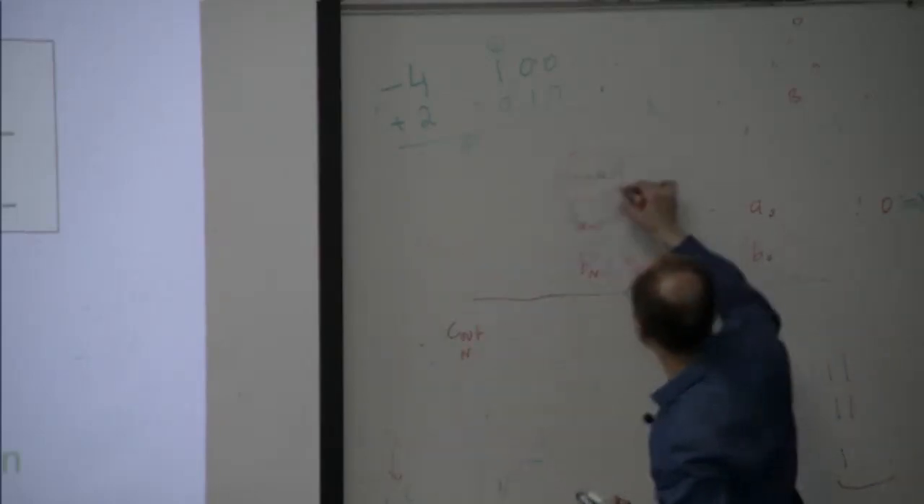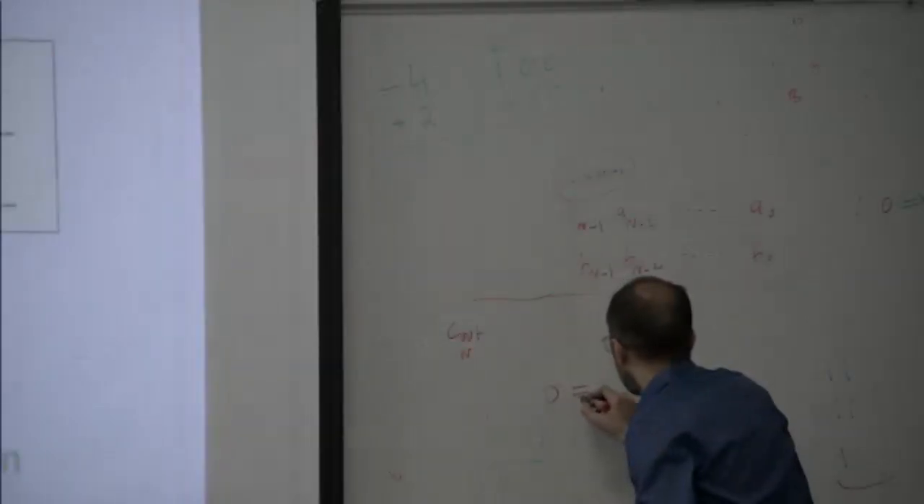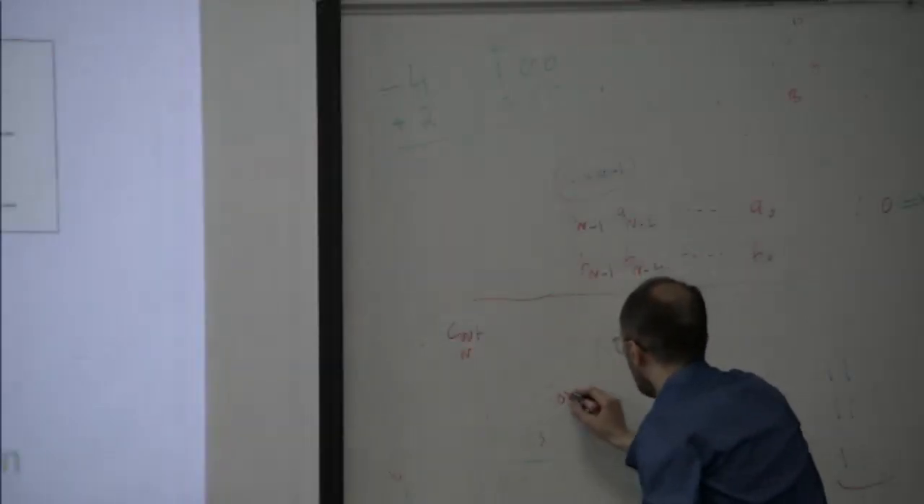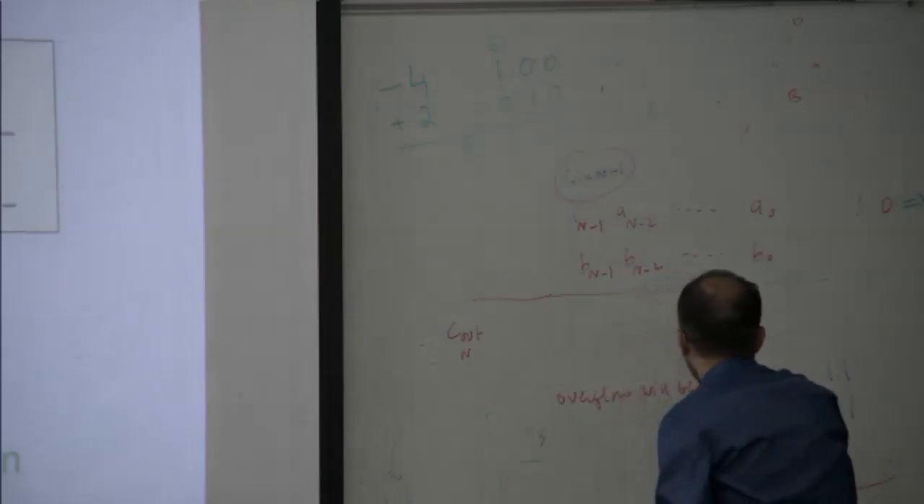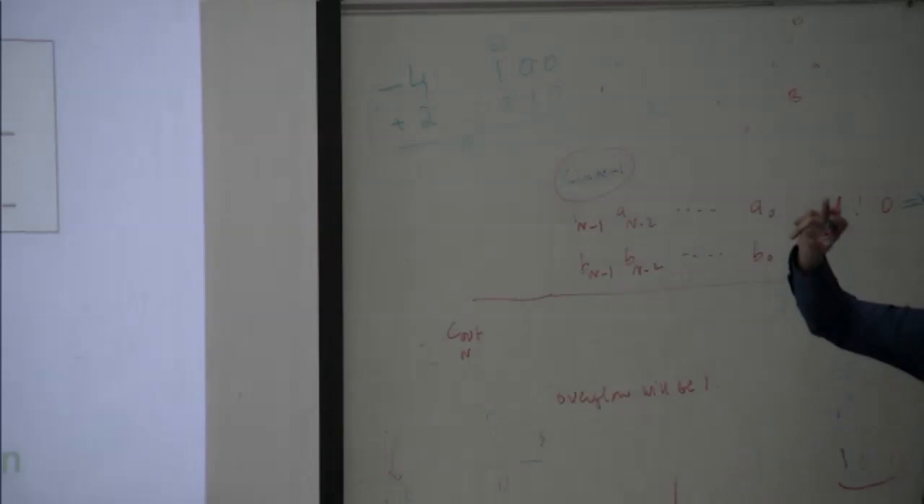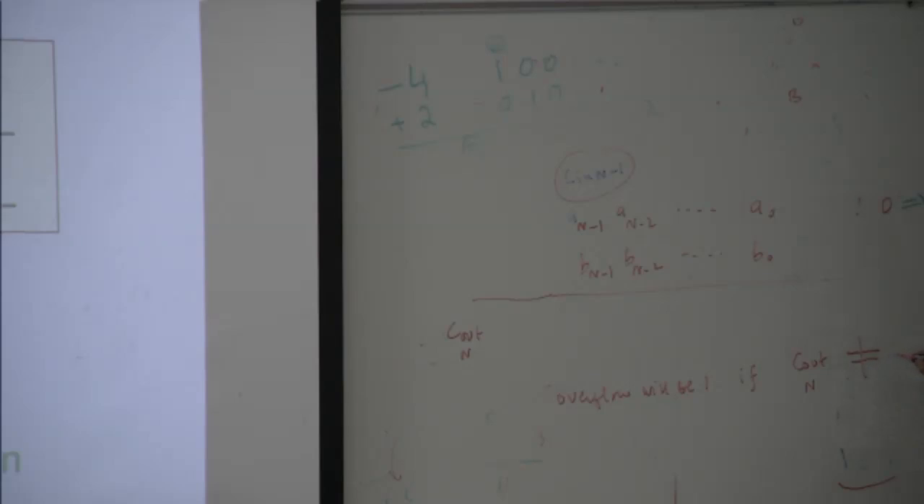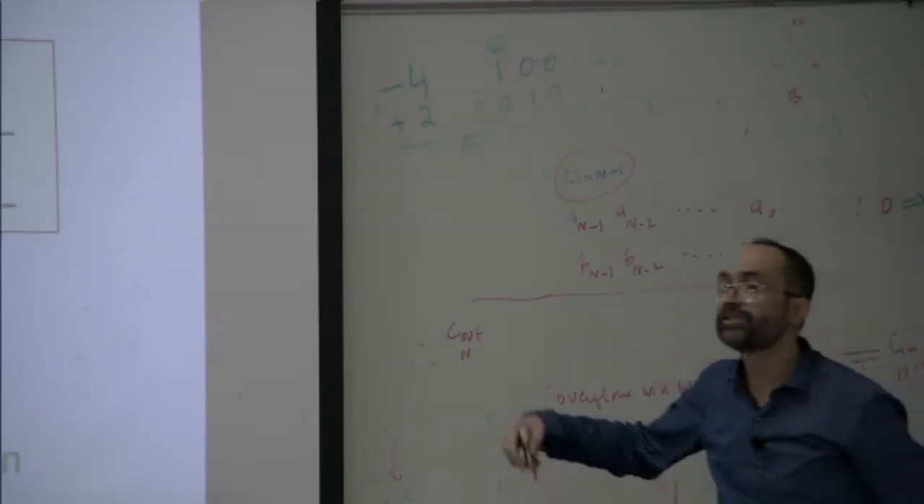So overflow will be 1 if C out n is not equal to C in n minus 1. So this is a general rule.